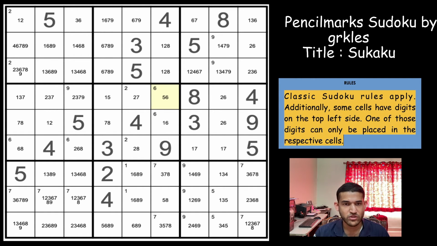So where does the 9 go in this row? 9 has only one cell left. So 9 goes here. Okay, now the 3 is restricted into this domino.